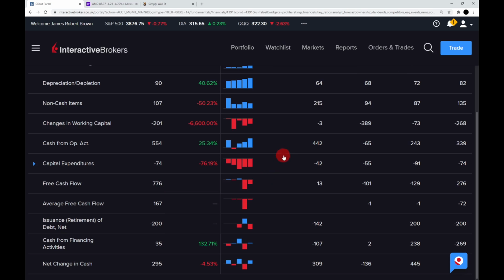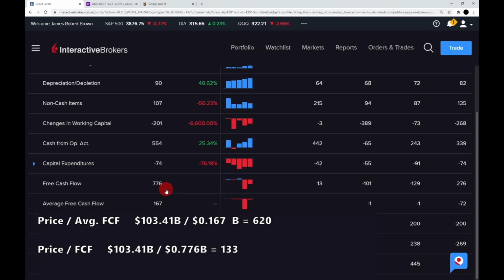If we get an average of those free cash flows, we get 13 million, minus 101 million, minus 129 million, 276 million, and 776 million, which gives us an average of 167 million. So if we get a price to average free cash flow, which is the market cap divided by this, and the market cap is 103 billion divided by 167 million, that gives us a price to average free cash flow of 620, which is an astoundingly high number and easily the largest ratio I've ever seen. So that is not good news for AMD.